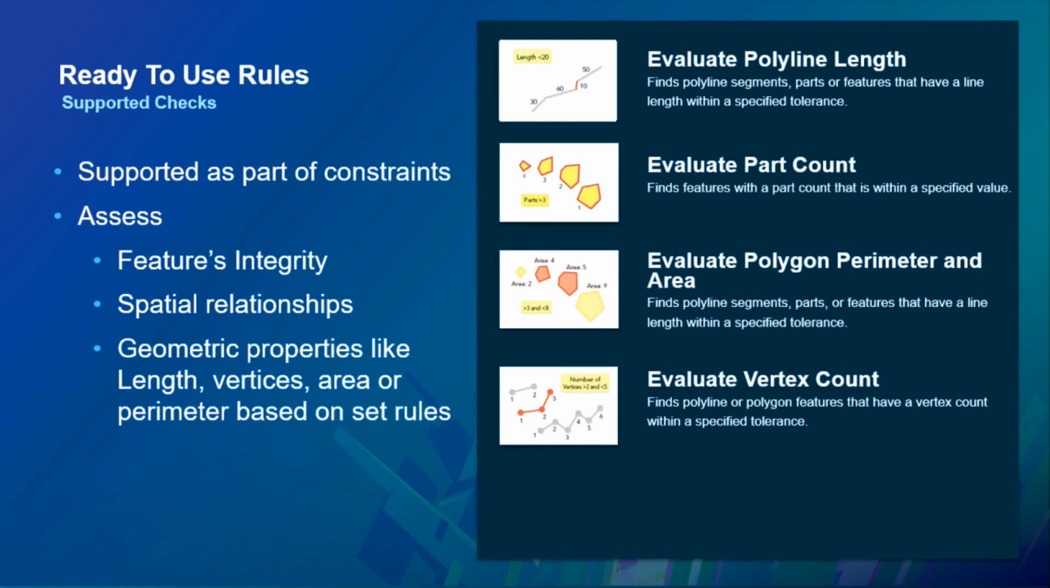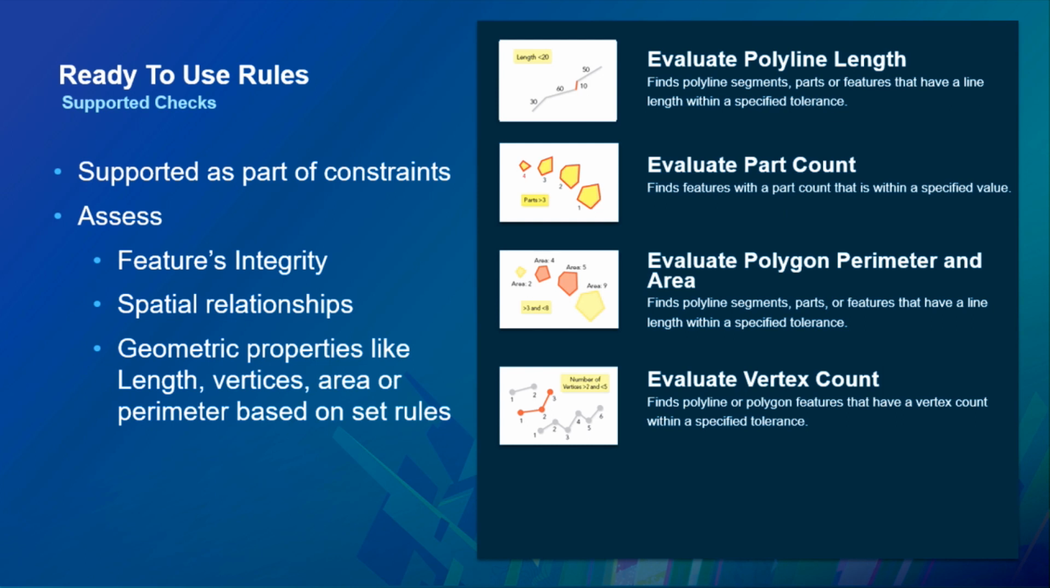We also have geometry evaluation properties, like I don't want a multi-part polygon or a polyline in my data model. You can do that by using the evaluate part count. Whenever you have a part count greater than 1, you want to find them as issues. Similarly, you have a bunch of other evaluation checks like polyline length. So if you have a data model specification to not have features more than a certain length, you can identify them as part of this.